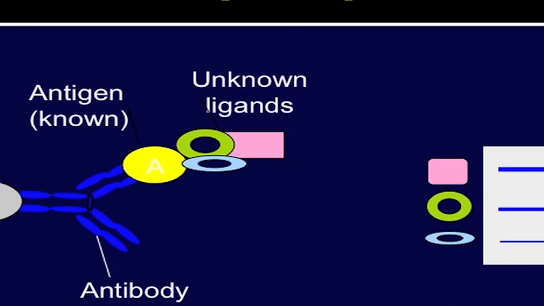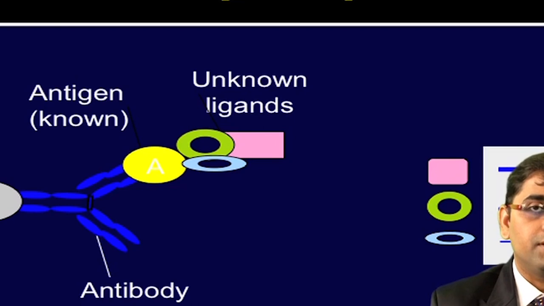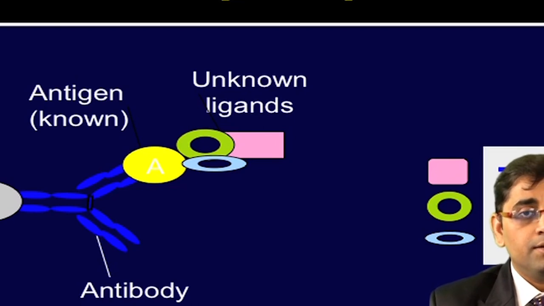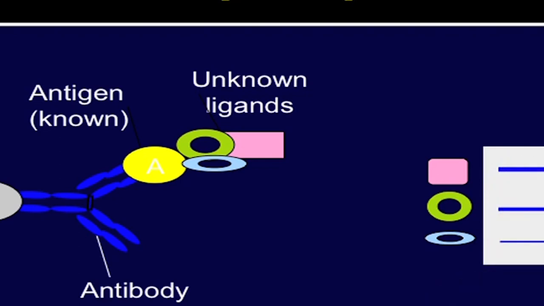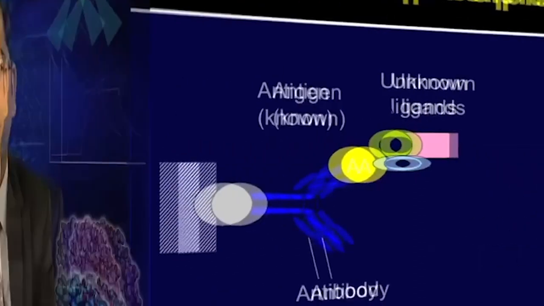As you can see on this slide, the antibody is used which binds with the antigen and unknown ligands. This complex can be separated on SDS-PAGE gel. This is done under denaturing conditions as against the first step which was performed in non-denaturing conditions.